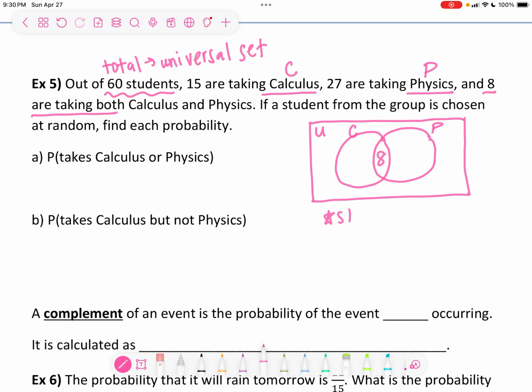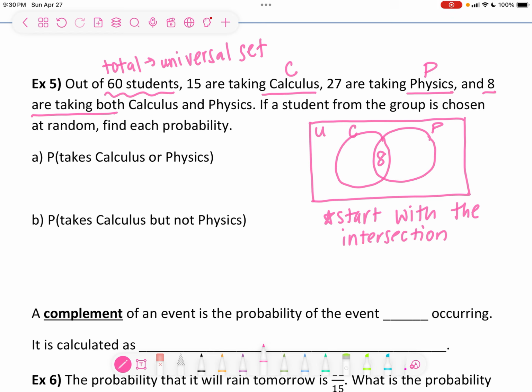So start with the intersection, which you'll remember from the last set of notes is what they have in common. Then work your way out. So now I'm going to look back at what it said at the beginning. It said there was 15 taking calculus. Okay, cool.